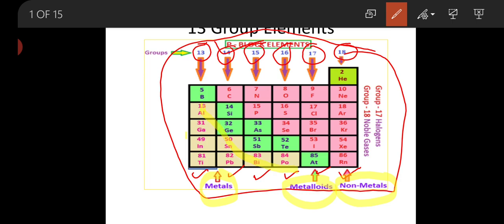Beside the metals you can see the green color, which is for the metalloids, which show metallic as well as non-metallic properties. And in the pink color, these all are the non-metals here. Is that clear?